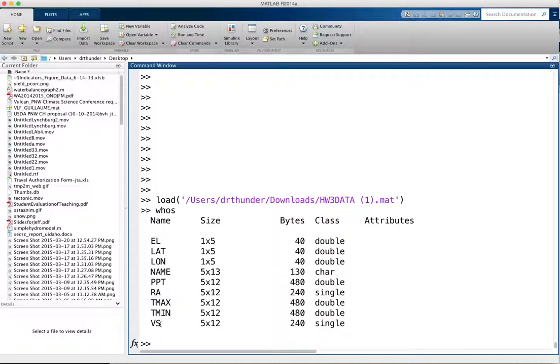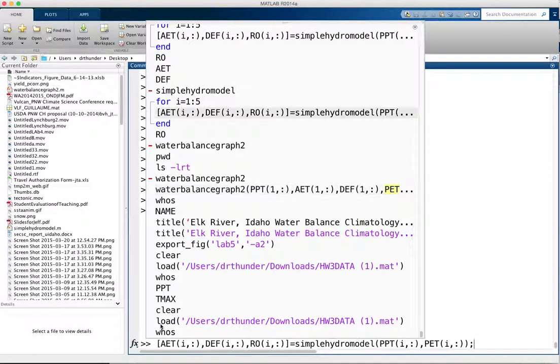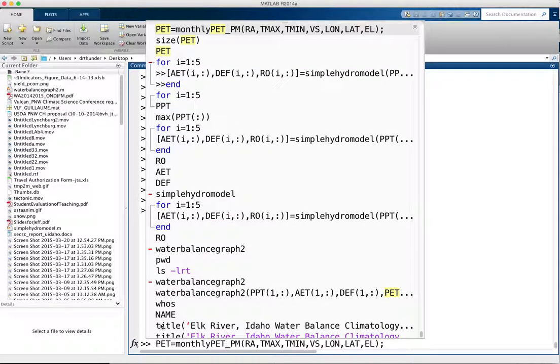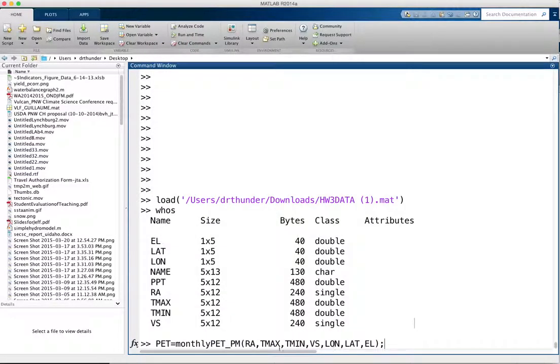So the first thing that we can do is calculate potential evapotranspiration, and this is done using the function monthly PET underscore PM. This is going to run the monthly Penman-Monteith equation on the climatological data that you send in, and the format that you send it in is listed here. You have to send it in that format directly, otherwise you're going to get garbage out: garbage in, garbage out.